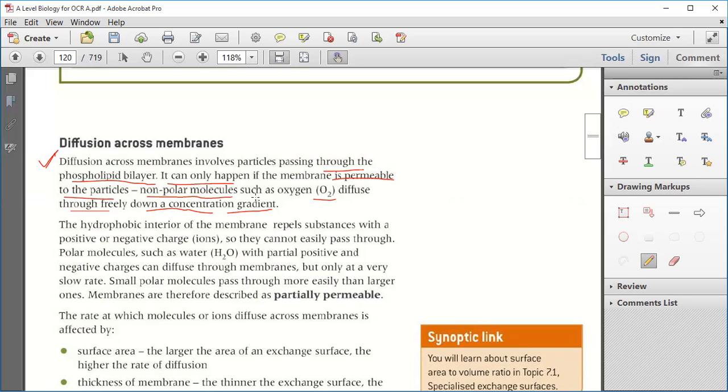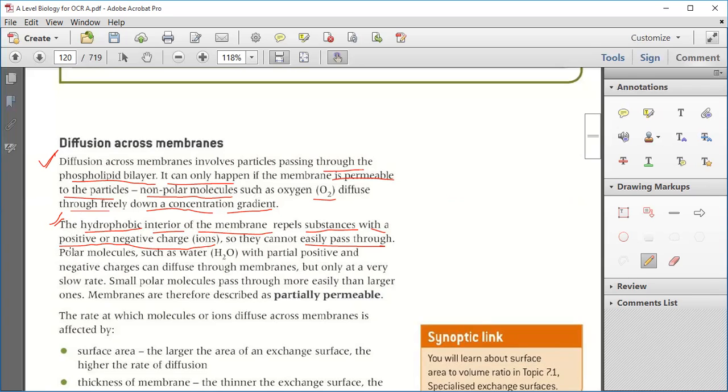Now, the hydrophobic interior of the membrane repels substances with a positive or negative charge. The hydrophobic interior of a membrane repels substances with a positive and negative ion so that they cannot easily pass through.